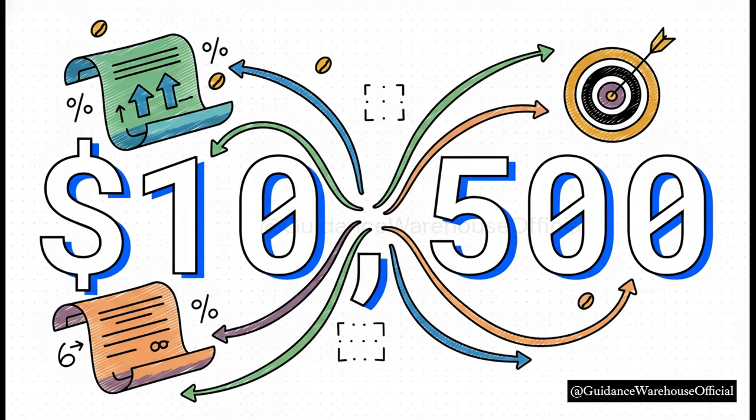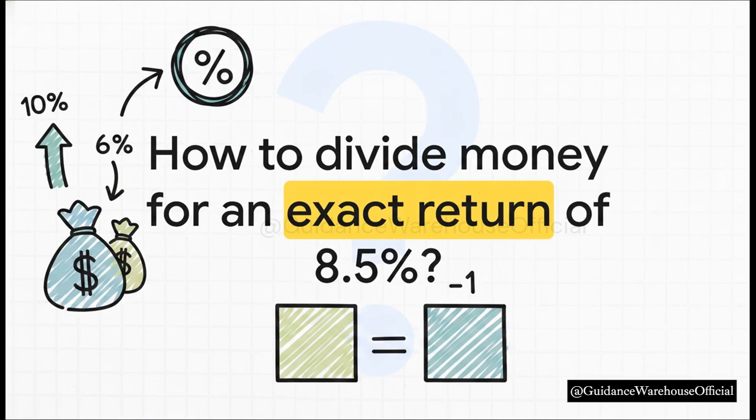But she doesn't just want a random mix. She has a very specific target. She wants an exact overall return of 8.5% from the combination of these two bonds. So the $10,000 question is, how much money does she put into the 10% bond, and how much goes into the 6% bond to get exactly 8.5%?